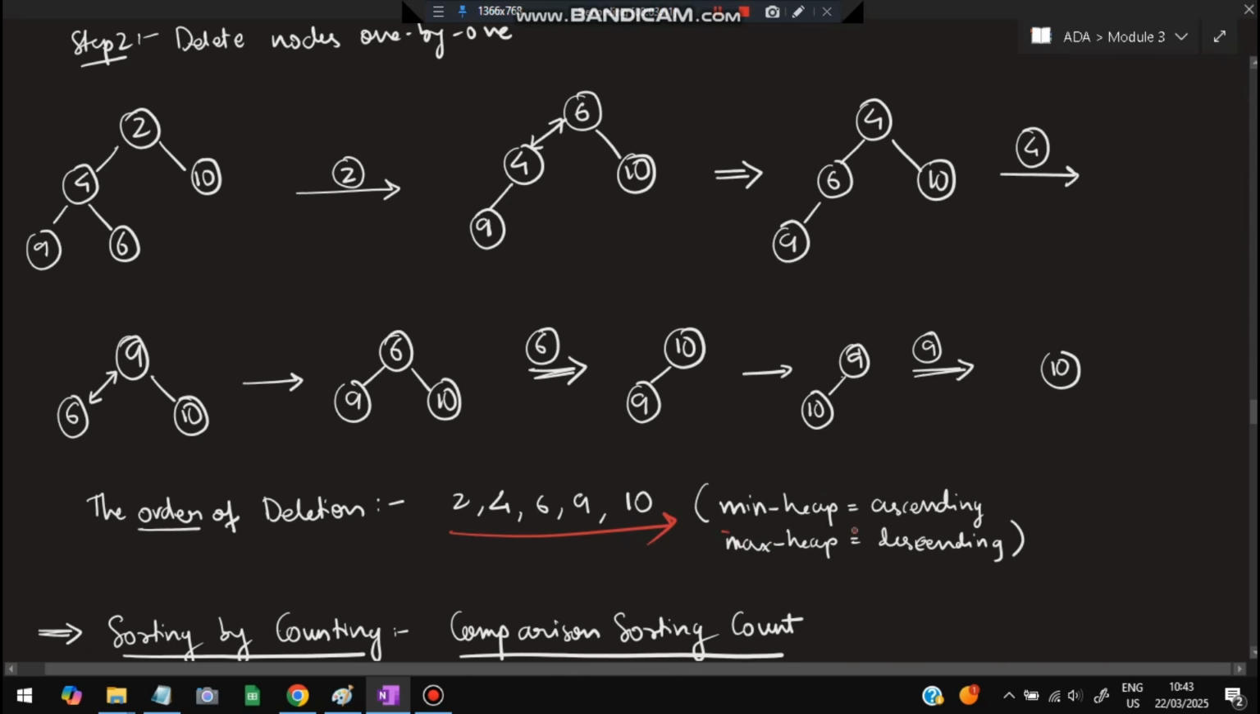So this is the min heap if you want ascending order. You will do the max heap formula if you want a descending order. That's all you need to know about heap sort. In the exam, if they give the question, you have to apply it in the same way. Just observe carefully if they're asking ascending or descending.